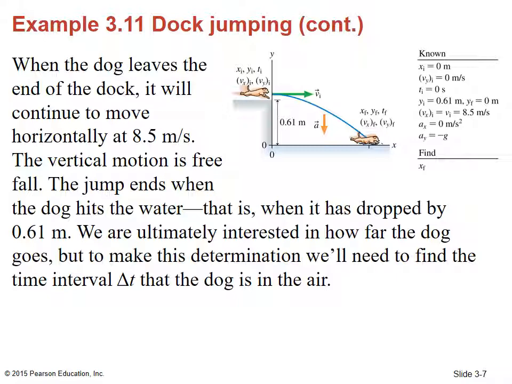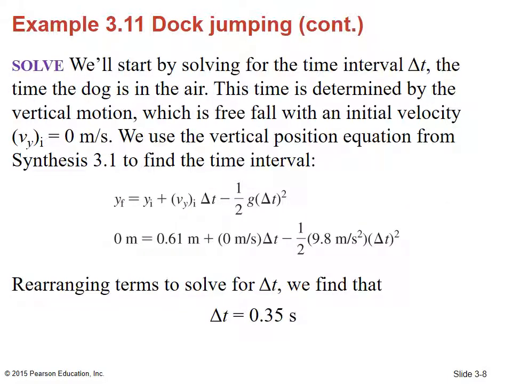The vertical motion is free fall. The jump ends when the dog hits the water, that is, when it has dropped by 0.61 meters. We are ultimately interested in how far the dog goes, but to make this determination, we need to find the time interval delta t that the dog is in the air. We'll start by solving for the time interval delta t, the time the dog is in the air.